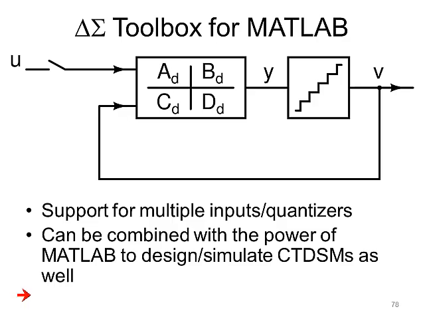So in other words, if you can describe the loop filter using the 4 state matrices A, B, C, and D, then you can compute V as a function of U very conveniently and rapidly. It also supports multiple inputs and multiple quantizers and can be combined with the numerical power of MATLAB to design even continuous time designs.